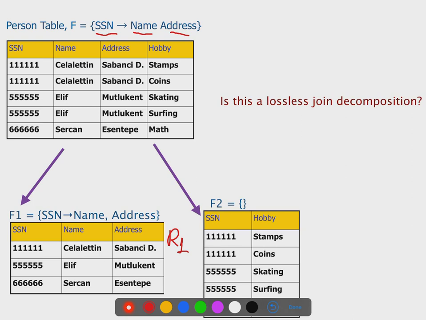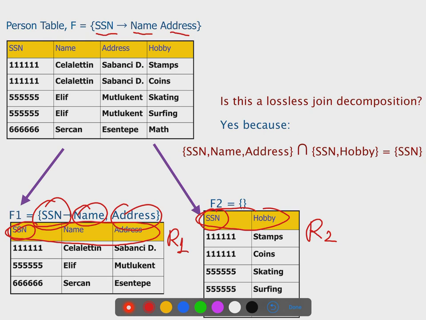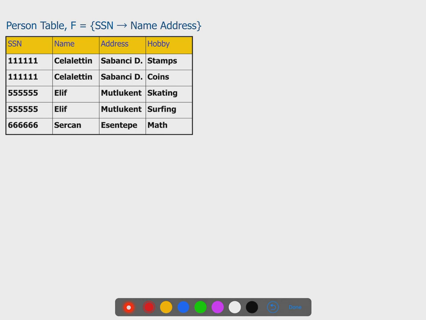Is this a lossless join decomposition? To understand this, we need to look at the intersection of the schema of the relations that we decomposed. What is the intersection? It's SSN. So SSN should be a key either in R1 or R2. In R2, it's not a key. There's no functional dependency. SSN doesn't determine the hobby. But in R1, SSN determines the name and address, the whole relation. So that's why it's a key in R1. So I can say that this decomposition is lossless join decomposition.